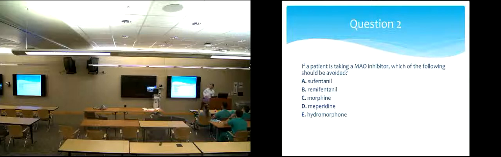If a patient has taken an MAO inhibitor, which of the following should be avoided? D. Boom. Right? And why is that? Because it has some, it's like a dirty drug. Serotonergic, that's right. So the key here is, what are you trying to avoid? Serotonin.